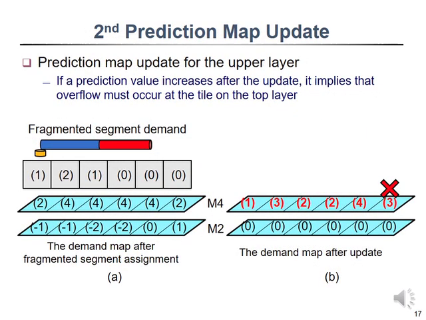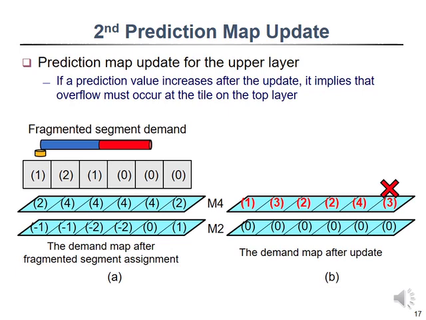Suppose we assign one fragmented segment to this column, whose demand is 121000. Then the demand values become those shown in Figure A. Suppose no fragmented segment can be assigned to the current layer anymore. The prediction map will be updated. We use the resulting demand values on metal 2 to update the demand values on metal 4 by simple addition.